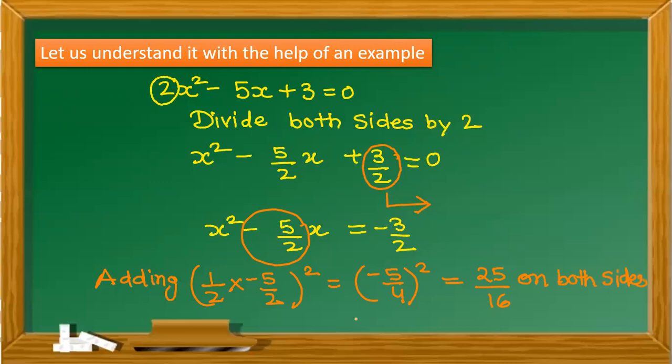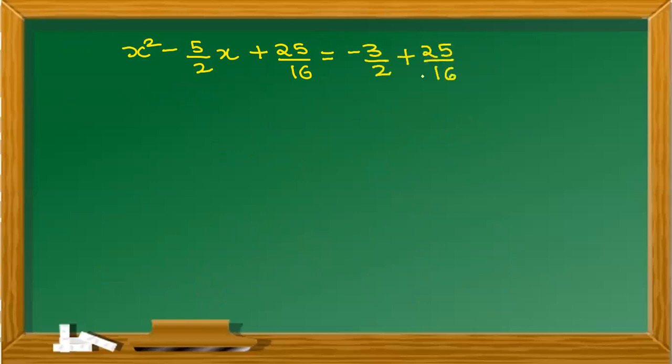So let us do that. What do we get? x square minus 5 over 2x plus 25 over 16 is equal to minus 3 over 2 plus 25 over 16. Now, if you see the left hand side, it is nothing but the square of x minus 5 over 4.